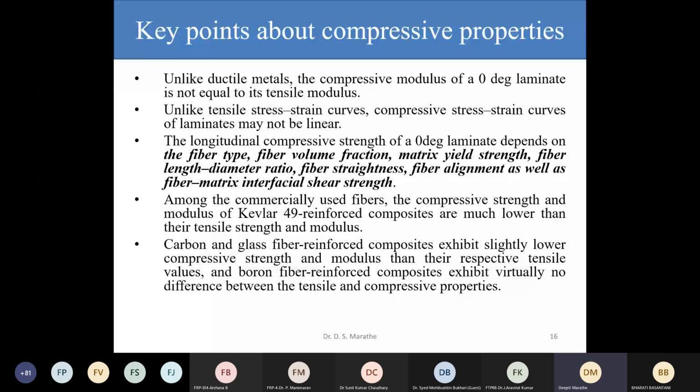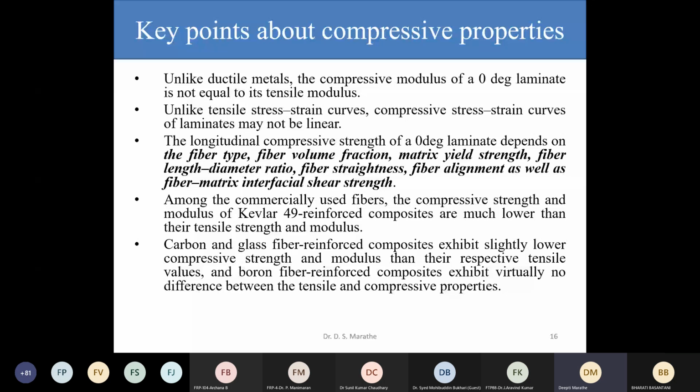Now, amongst all the fibers which are available, Kevlar, you know that Kevlar fibers are bulletproof, etc. For Kevlar fiber reinforced composites, the tensile strength is much higher than the compressive strength. But in case of carbon fiber and glass fibers, the compressive strength is only slightly lower than the tensile strength and the modulus. While in case of boron fibers, there is no difference in the tensile and the compressive strength. So as I said, because composites are inhomogeneous, you cannot make any blanket statement about them.